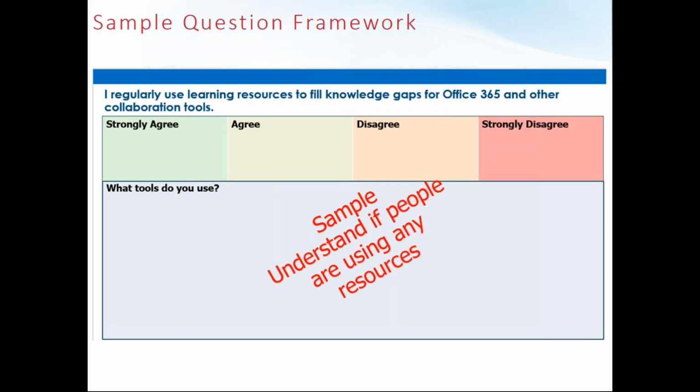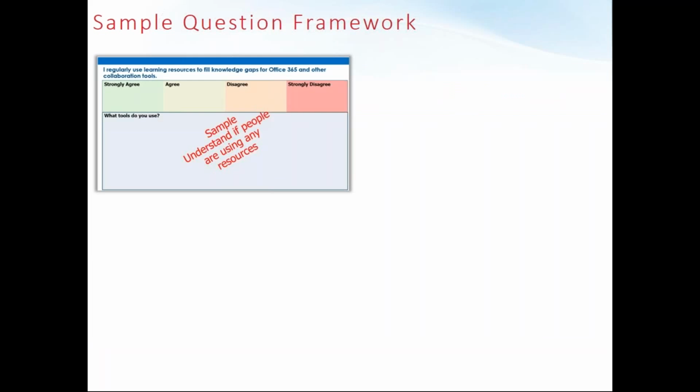So here we have a scale. This is more of a closed question when we talk about the scale of strongly agree, agree, disagree. And this is more of an open area. And the goal of this one was, like I said, to understand if people were using any resources.